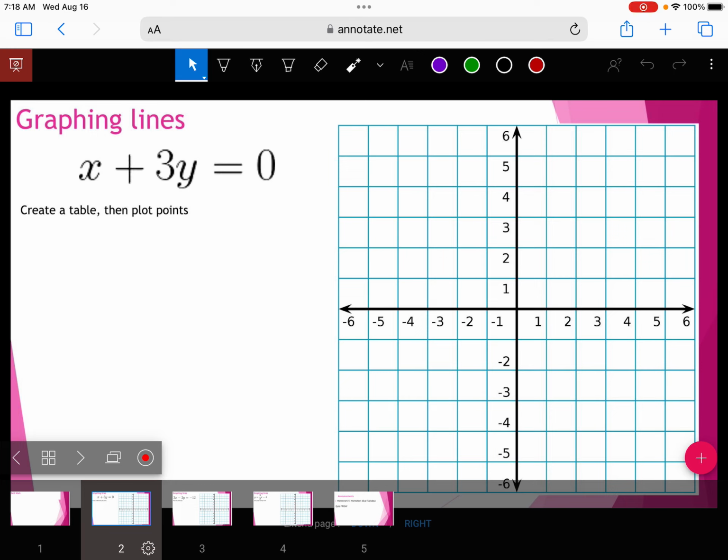And we are going to graph lines in 3 different ways. I'm going to show you 3 techniques. You should have seen all of these before. But we are going to use 3 different kinds of approaches to graph lines.